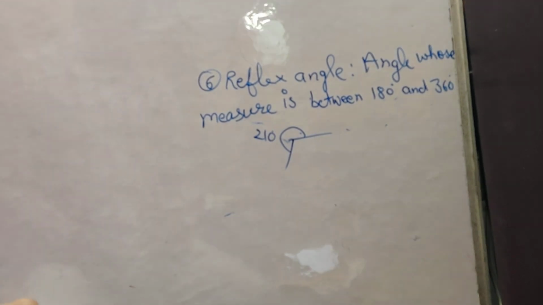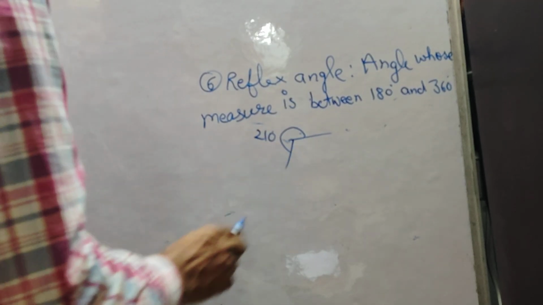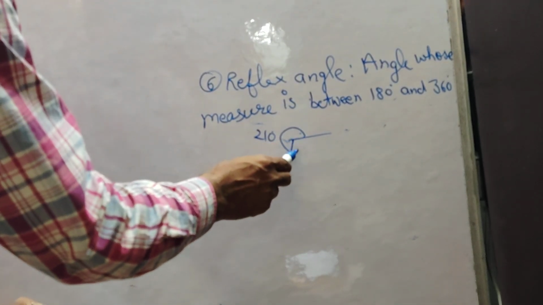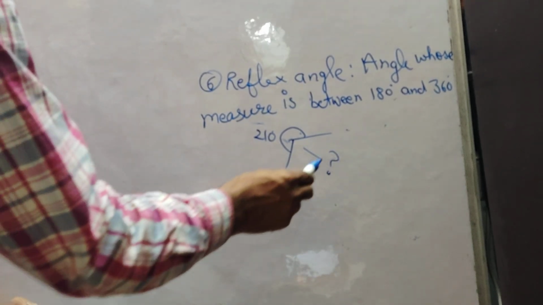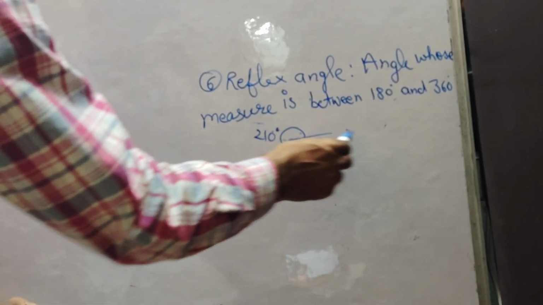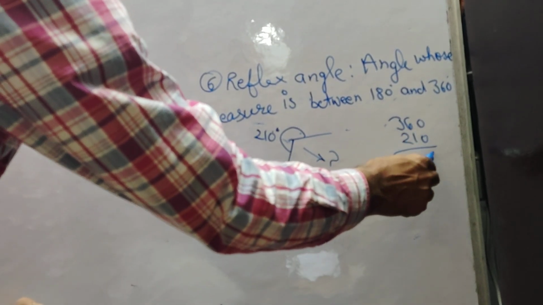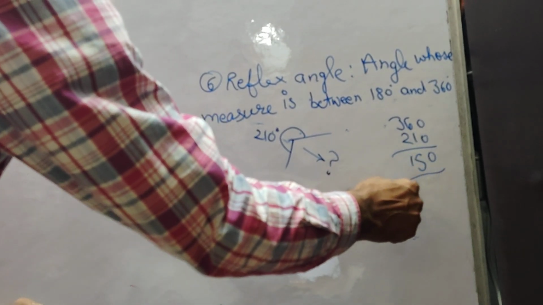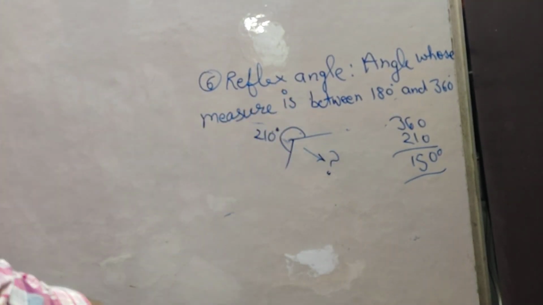How do we measure it with a protractor? We find the other angle on the other side, which is an obtuse angle. We subtract this 210 degrees from 360 degrees. The other angle we get is 150 degrees. We draw the 150 degree obtuse angle and the other side is the reflex angle.